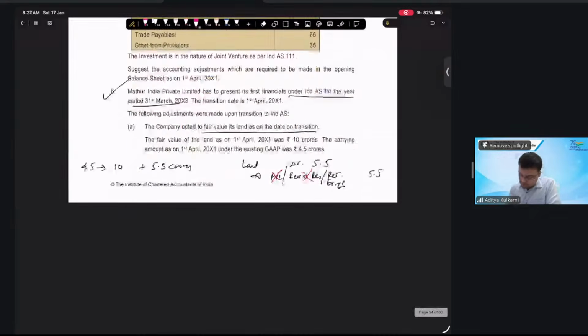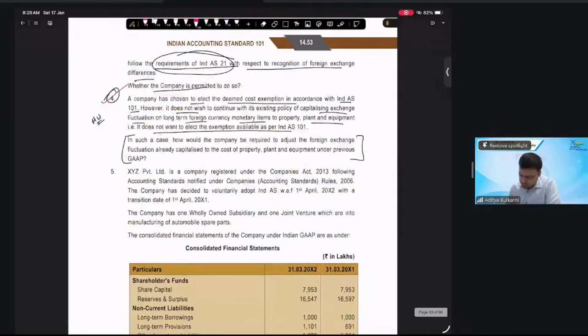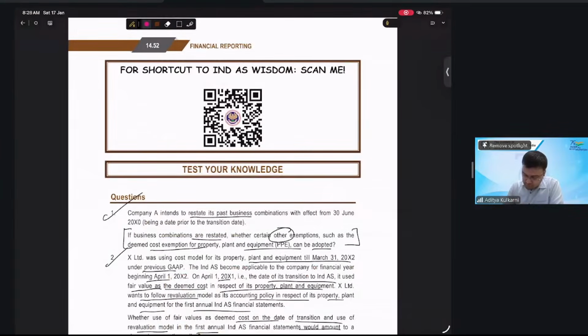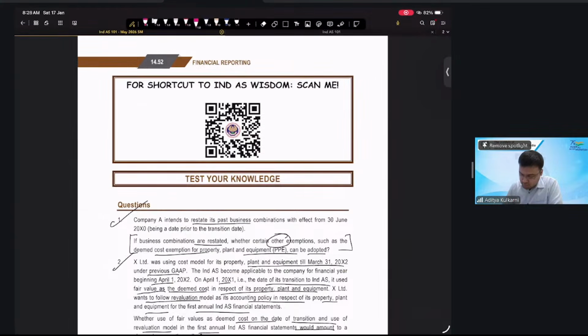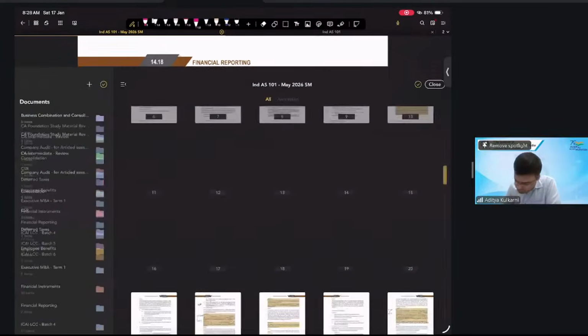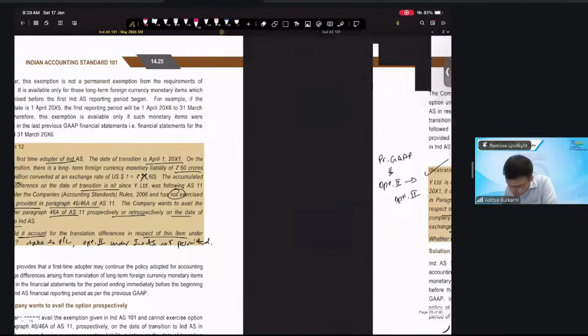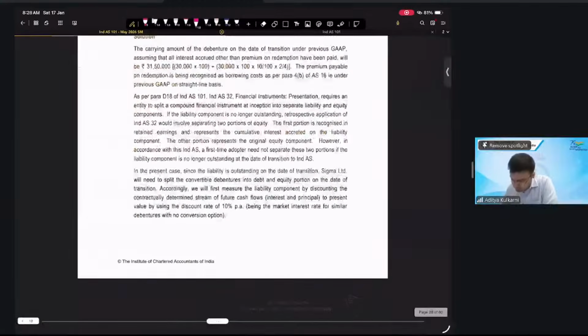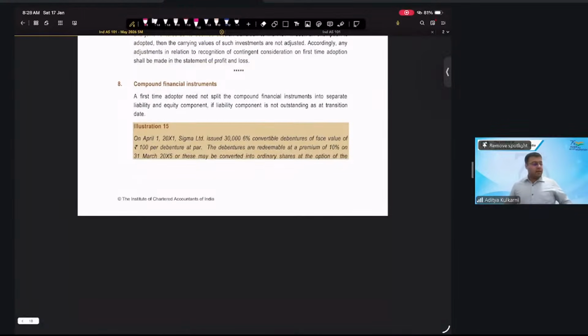Illustration 15. On April 1, 20X1, Sigma issued 30,000 6% convertible debentures of face value 100 per debenture at par.